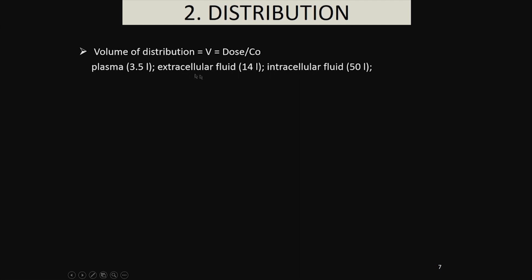Plasma, like I said, 3.5 liters, extracellular fluid 14 liters, intracellular fluid 50 liters, even fetus, brain. They are all special regions where the drug also can get distributed.